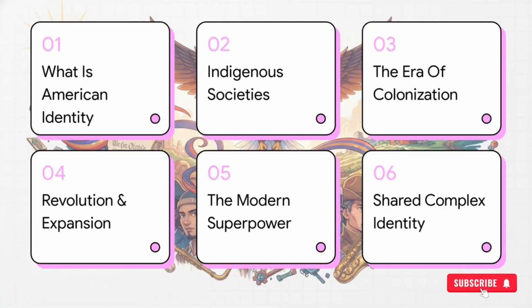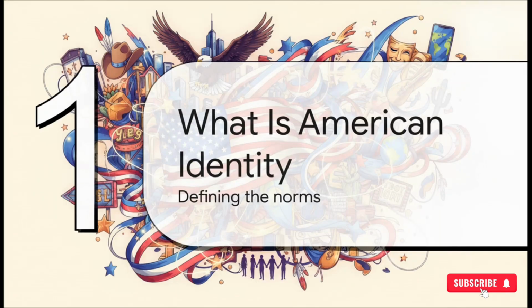To really grasp what this study found, we're going to walk through this history in 6 quick steps. First, what American identity actually is. 2, indigenous societies. 3, the era of colonization. 4, revolution and expansion. 5, the modern superpower. And finally, 6, a shared complex identity. So kicking things off with Section 1, what is American identity and how do we define those norms?